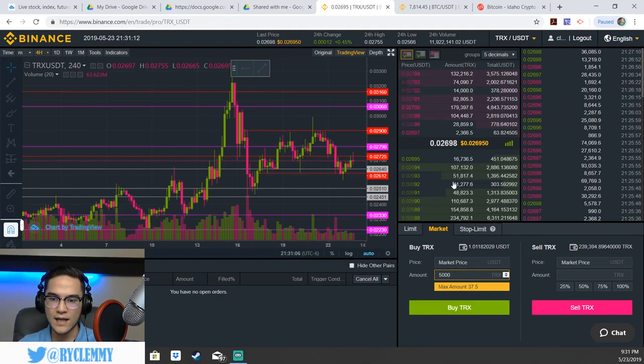As soon as I hit buy, it's just going to start buying these orders off of this chart until the amount is filled. There's no limit price, there's no set price. It's just going to fill orders until you get all of the Tron that you requested. So it could be at a bunch of different prices. There's going to be higher fees on market orders.